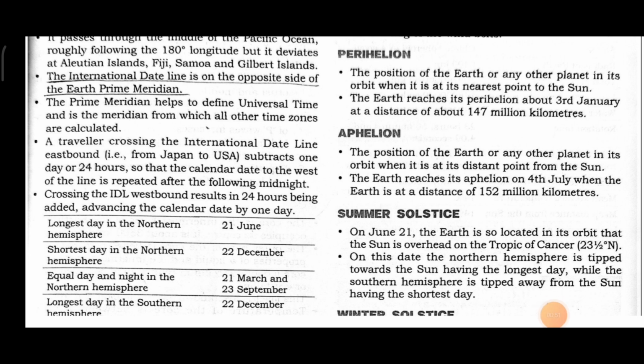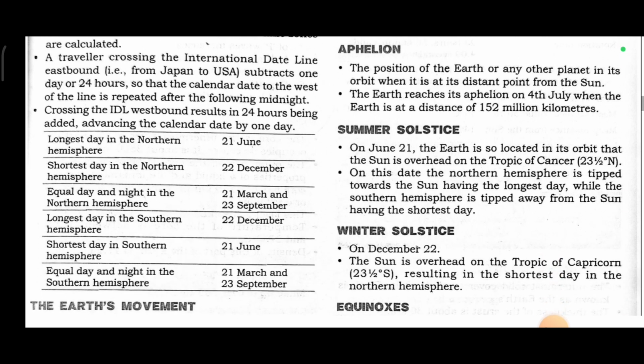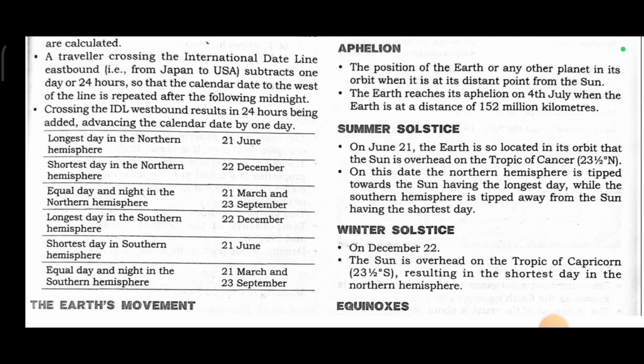A traveler crossing the International Date Line eastbound subtracts 1 day or 24 hours, so that the calendar date to the west of the line is repeated after the following midnight. Crossing the International Date Line westbound results in 24 hours being added, advancing the calendar date by 1 day.